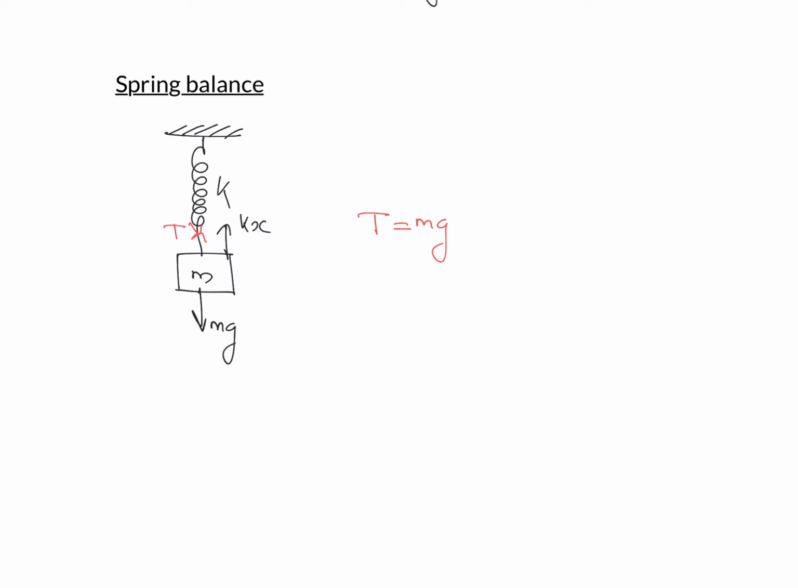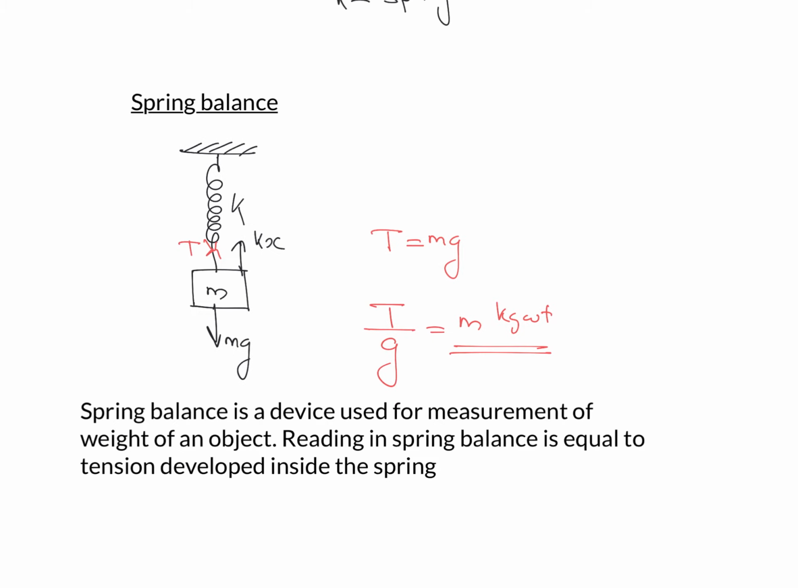So the reading in the spring balance is the tension developed divided by acceleration due to gravity, or you can say it shows a reading equal to m kilogram weight. Just remember that the reading in a spring balance is the tension developed inside the spring. Remember that a spring balance is a device used for measurement of weight of an object.